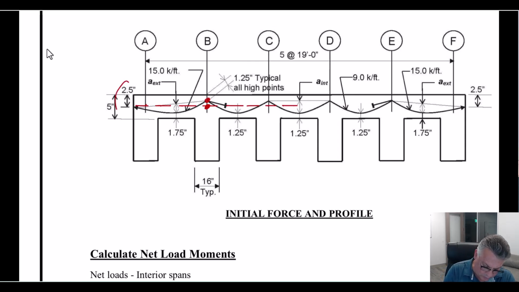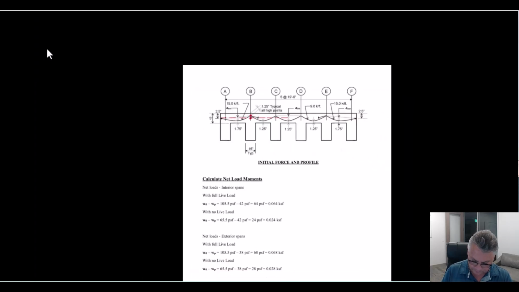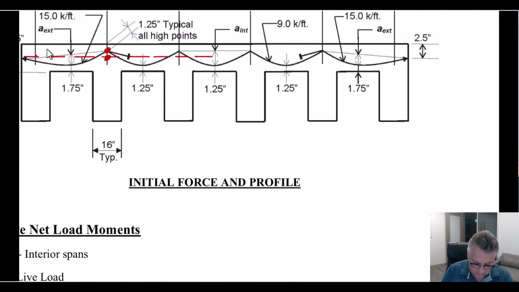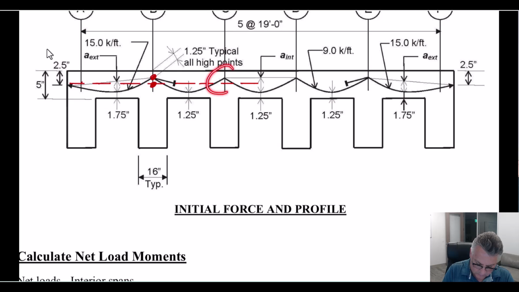This is set at 2.5 inches down. The center of gravity at the top of this is at 1.25 inches. So therefore, our eccentricity between the center of gravity of the steel and the center of gravity of the concrete is 1.25 inches. That, by the way, is the same at all these locations.